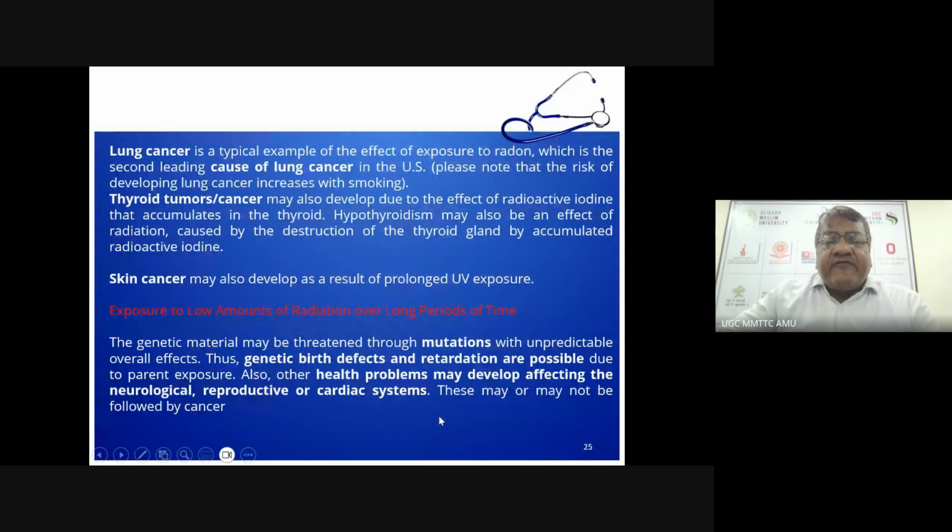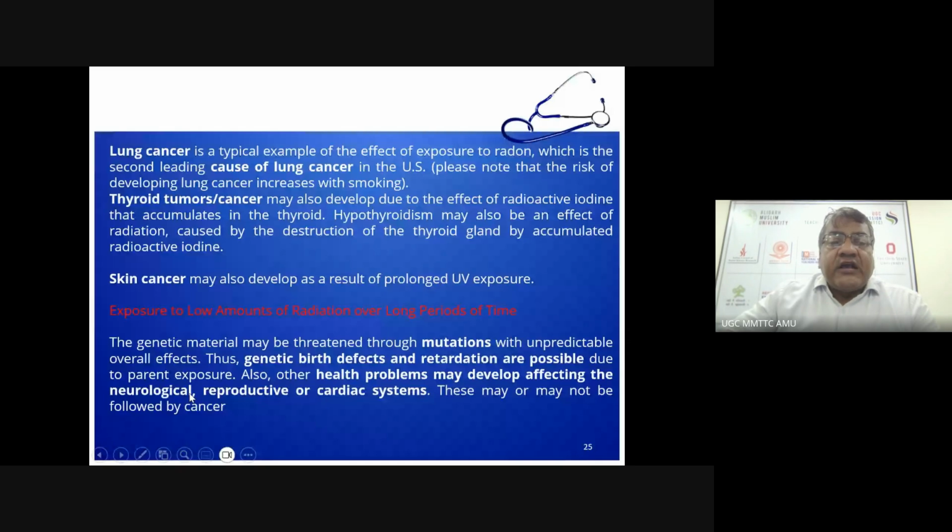Now, thus genetic birth defects and retardation are possible due to parents' exposure. Other health problems may develop affecting the neurological, reproductive, or cardiac system. And these may or may not be followed by cancer.